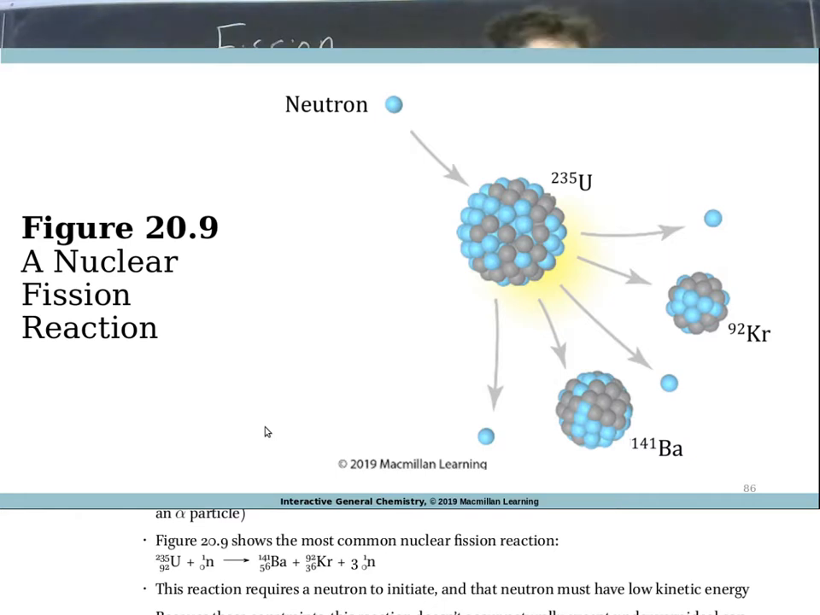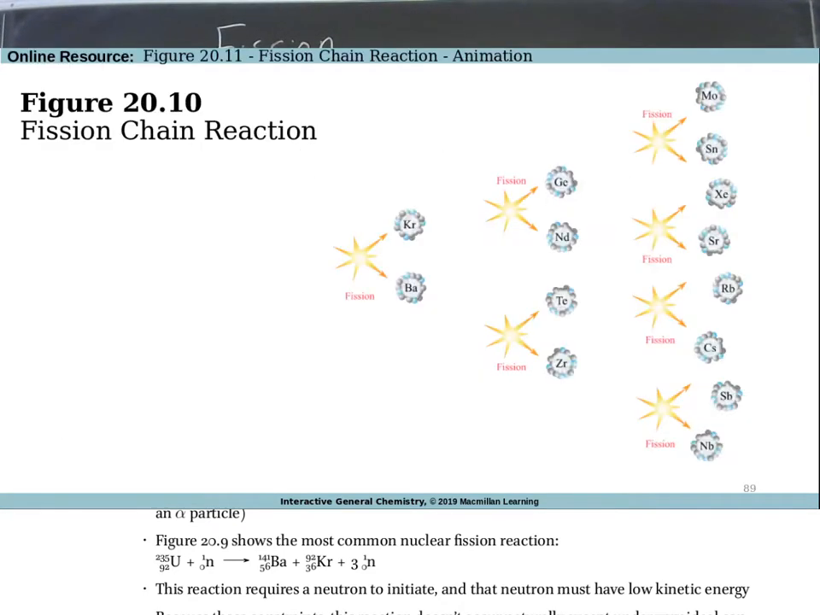You'll notice that each fission event releases 3 new neutrons. And those 3 neutrons can then go and trigger their own fission events. And so this is a type of reaction that can grow exponentially. It's called a chain reaction. Figure 20.10 shows how one fission event can lead to 2 or 3 more, which can lead to 2 or 3 more for each of those, and it can rapidly grow out of control.